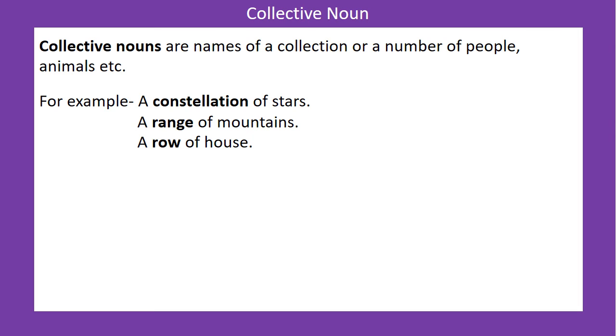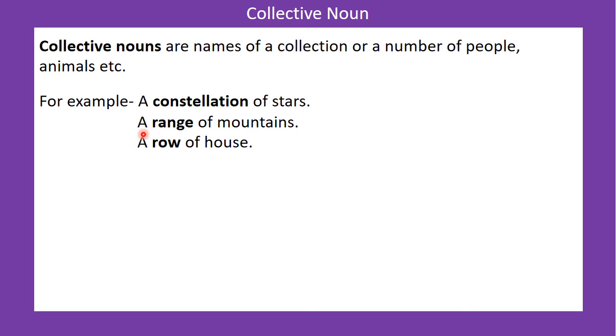So in this slide we are going to learn what collective nouns are. Collective nouns are names of a collection or number of people, animals, etc. Let me explain again in short words. Collective nouns are the nouns which tell us about a collection or a number of people or animals. Let's go to examples of collective noun. A constellation of stars. Instead of saying a group of stars, we can use just one word, which is constellation. Constellation itself says that it is a group of stars.